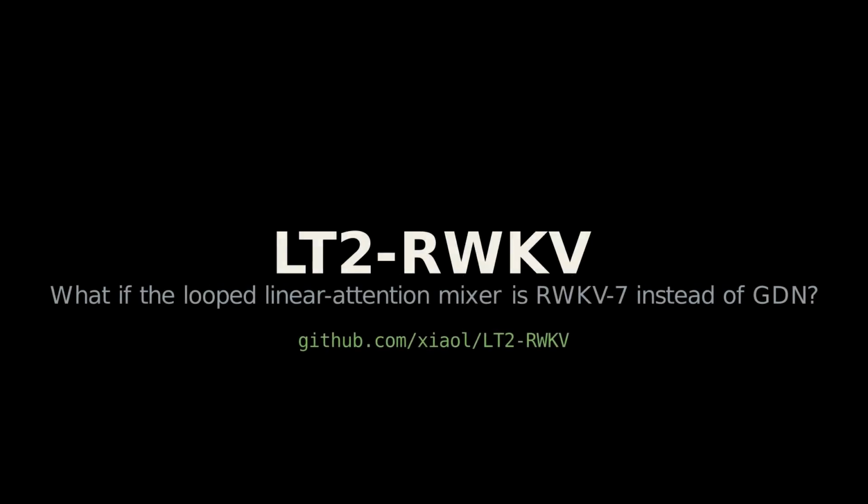What if a looped transformer used RWKV-7 as its recurrent mixer instead of GDN? That sounds like a small code change with a big architectural question.